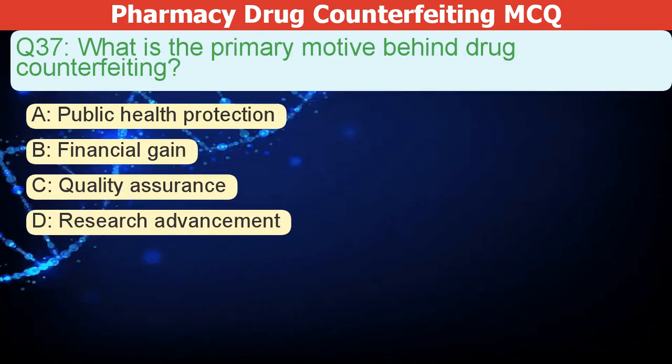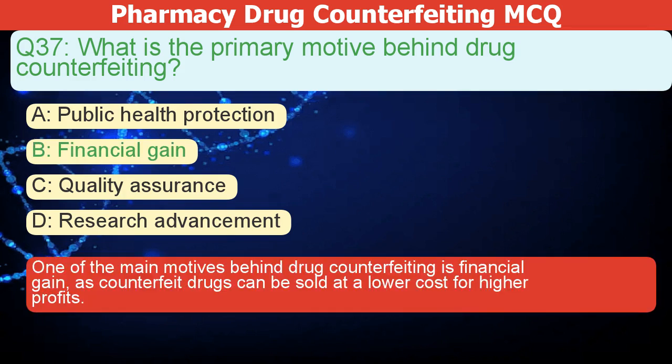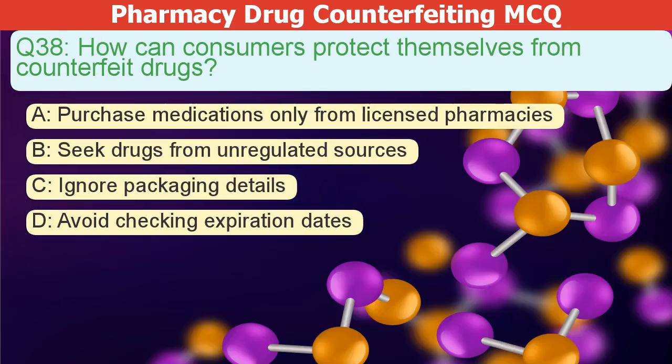What is the primary motive behind drug counterfeiting? A. Public health protection. B. Financial gain. C. Quality assurance. D. Research advancement. The correct answer is B. One of the main motives behind drug counterfeiting is financial gain, as counterfeit drugs can be sold at a lower cost for higher profits.